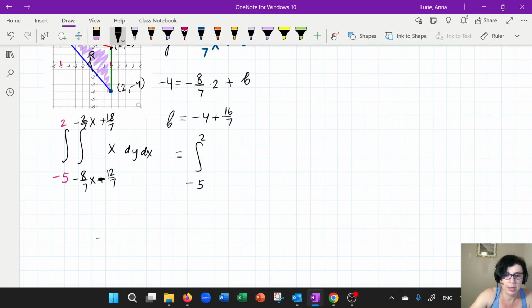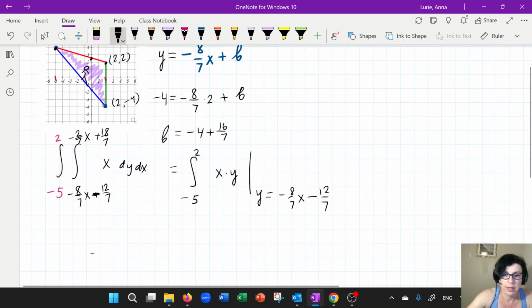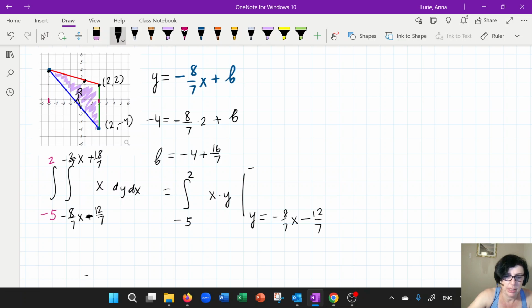So integration of x with respect to y will give you x multiplied by y, right? Because think of x as a number. And now we're substituting y equals -8/7 x minus 12/7. That's the lower limit. The upper limit is -2/7 x plus 18/7. Okay. Ooh, fun. Since I already integrated with respect to y, this is dx. Okay, so now I'm substituting this for y.